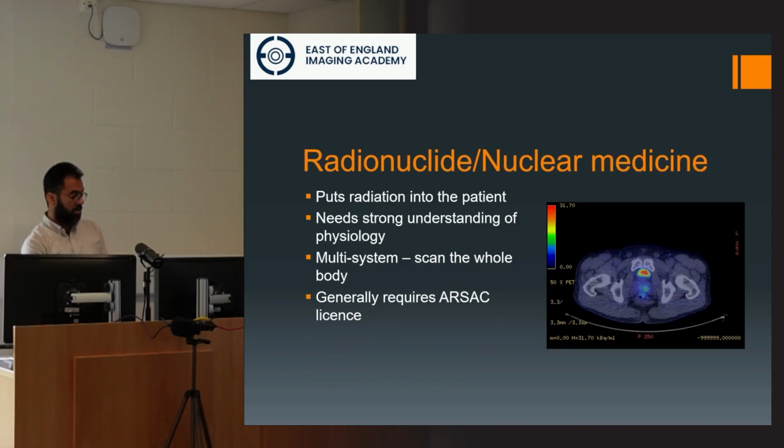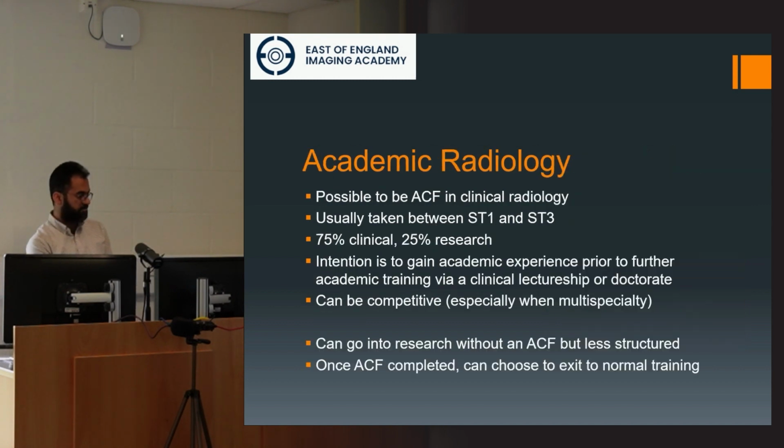And then comes radionuclide or nuclear medicine. When you read physics for FRCR, you will understand. It's basically putting radiation inside the patient rather than giving a contrast. So it's a different kind of scan, and you need a strong understanding of physiology. You can do multi-system imaging, like scanning the whole body from the vertex to the toes. And for some reason you need a specific license for operating this, so you get a special certificate from the RCR or someone similar.